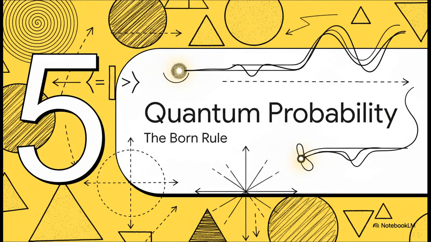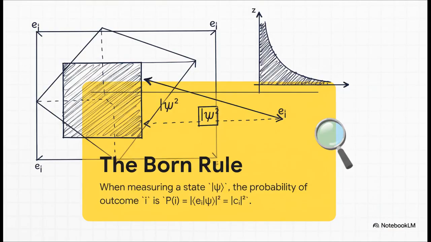Okay, this is it. Section 5, quantum probability and the Born rule. This is where all the abstract math we've been doing, the geometry, the inner products, the bases, finally connects to the real world, to the actual predictive power of quantum mechanics. It all comes together right here, in the Born rule. This rule is one of the absolute cornerstones of quantum theory. It's super simple, but also incredibly profound.